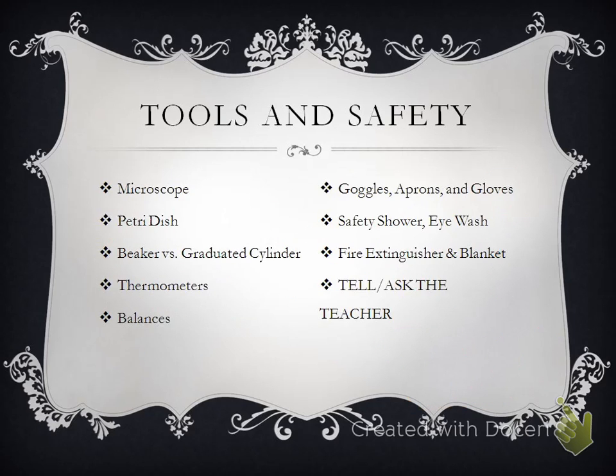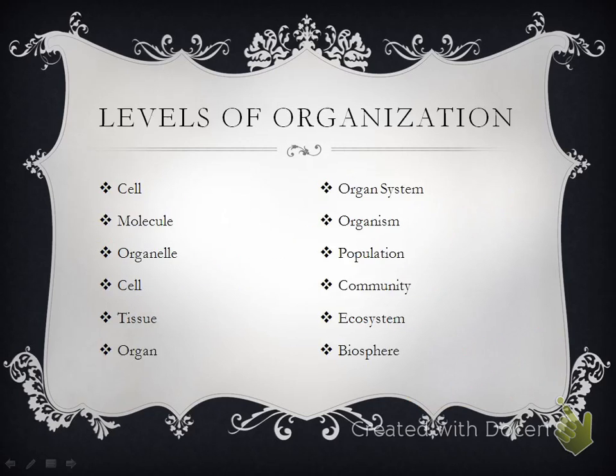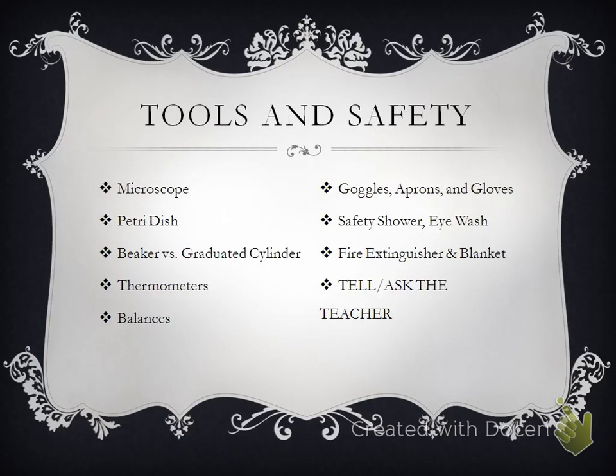And finally, for science, you've got to look at these kinds of tools. You've got to know what a microscope is. Remember, the microscope is there to look at small objects, very micro, small objects. A petri dish is there to grow. Remember, we use that petri dish to grow microorganisms, fungi, bacteria, those kinds of things. A beaker is to store, whereas a graduated cylinder is to measure liquid.